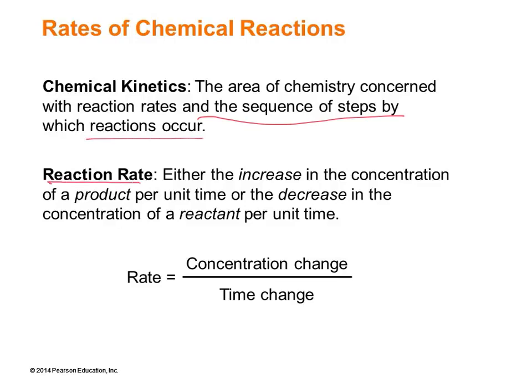The reaction rate is either the increase in concentration of products per unit time or the decrease in the concentration of reactants per unit of time. Rate for chemistry is concentration change divided by time.